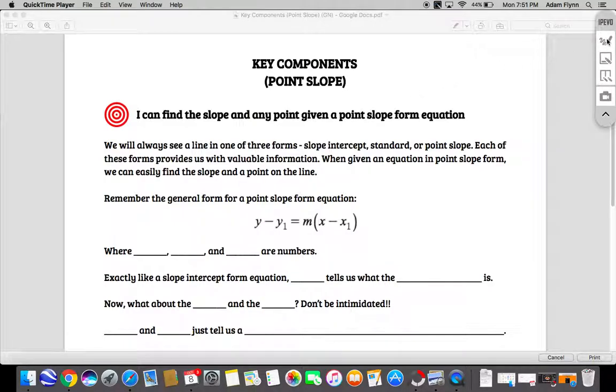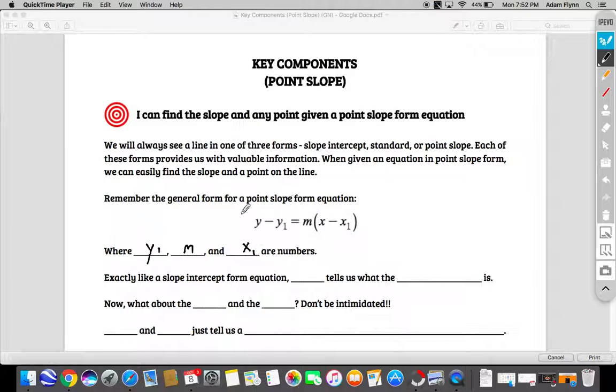So first off, let's remember the general form for a point-slope form equation. We have y minus y1 equals m times x minus x1, where y1, m, and x1 are going to be replaced in this general form by numbers. So exactly like a slope-intercept form equation, m tells us what the slope is.